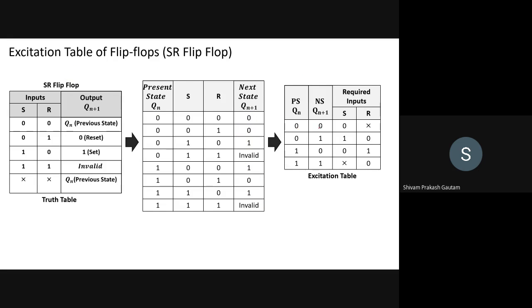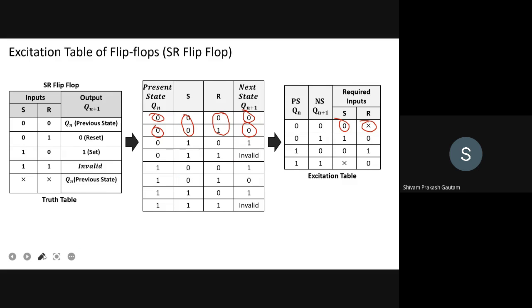Both past output and future output is 0. So okay, you can see this is that state. Past output and future output is 0. This is first state, and I think this is the second state. So S is remaining 0. So therefore, we have put S is equal to 0 here, and R can be either 0 or 1. So we have put a don't care here, right?